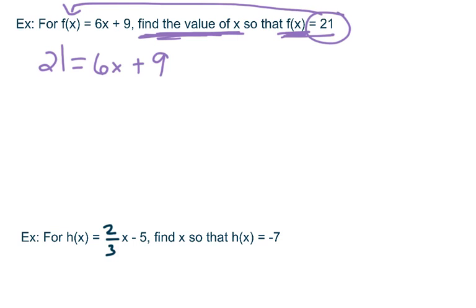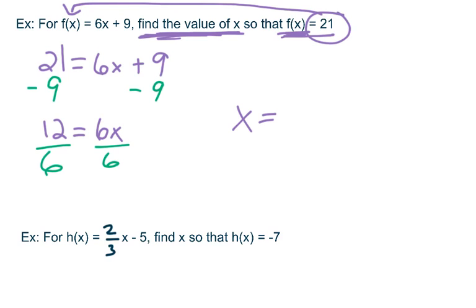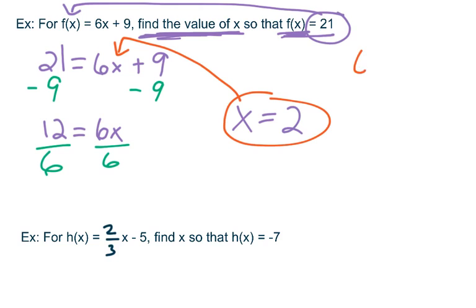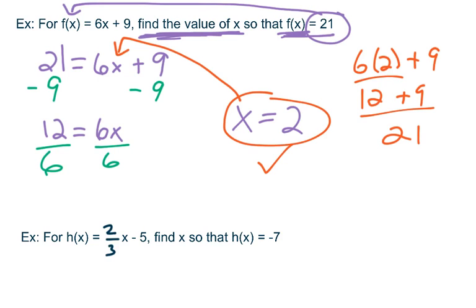Okay, this is now a two-step equation. We're looking for a value of x. We'll start by subtracting 9. So that gives us 21 minus 9 is 12 equals 6x. Going to divide both sides by 6. 12 divided by 6 is 2, so our x value is 2. If you're not sure, go ahead and take this number, plug it right back in for x, and see if you get 21. Let's try that. 6 times 2 plus 9. 6 times 2 is 12 plus 9. That gives us 21. So we do have the right answer. So 2 is the value of x so that f of x is equal to 21. Basically, it's giving us a y value. This is y, and we need to find x.